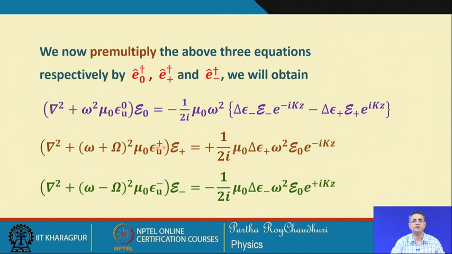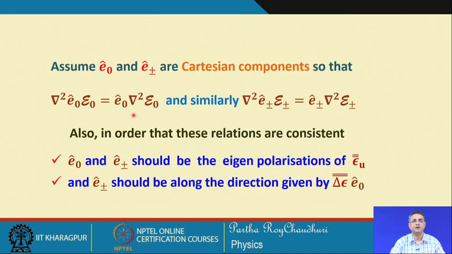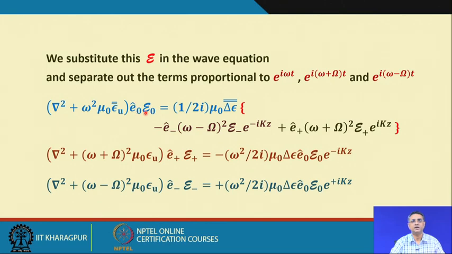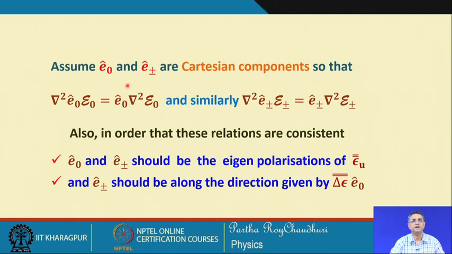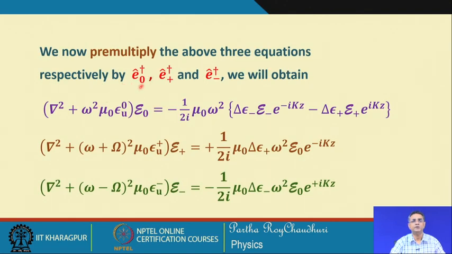So, these three equations will again lead, in the same way, to the following: if you pre-multiply this equation with E 0 dagger, E plus dagger and E minus dagger from the left side, these are row vectors, and you have a column vector on the right hand side. If you multiply with E 0 dagger, then you get rid of the polarization here and you can write this equation. But on the right hand side, the column vector was E 0, but you are multiplying E plus or E minus, so you are pre-multiplying with E 0. This gives rise to a new quantity, which is a scalar delta epsilon, because they are eigen polarizations. So it will give you only a scalar quantity, and similarly for the other equations.